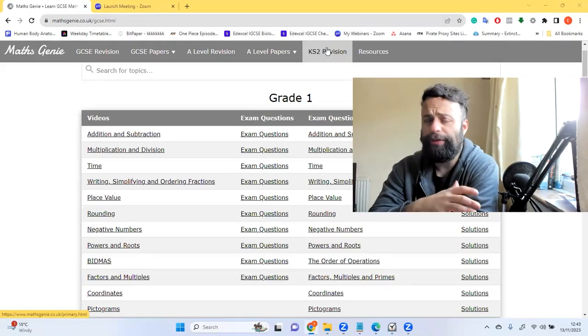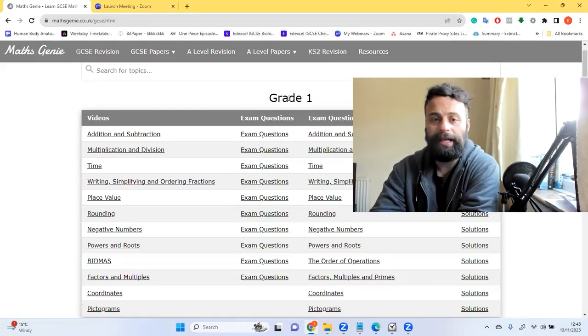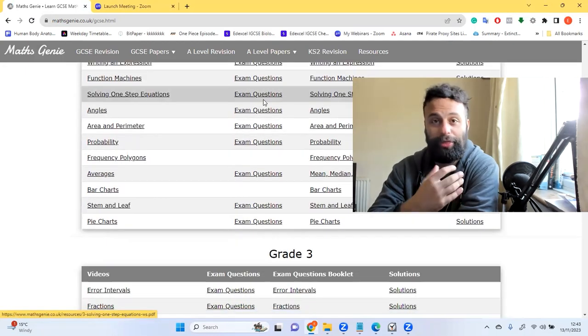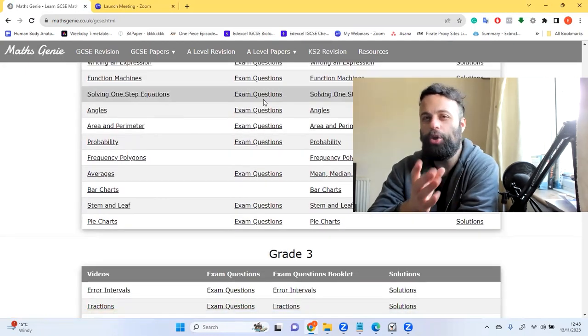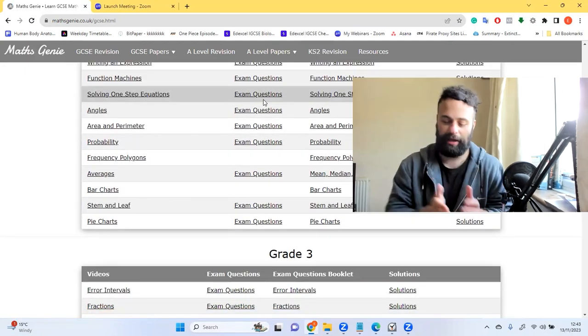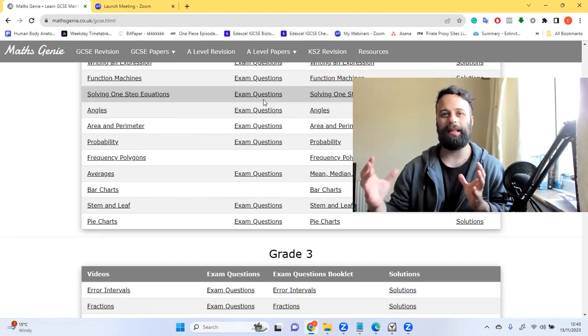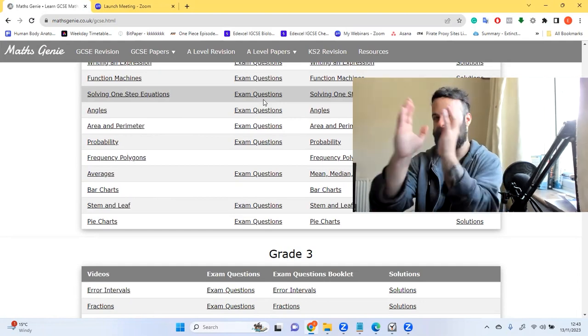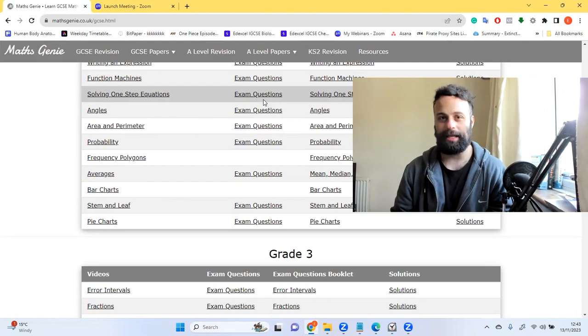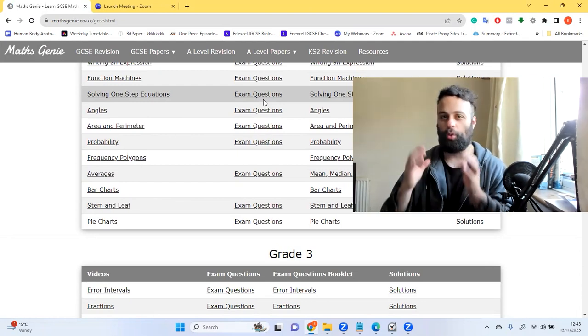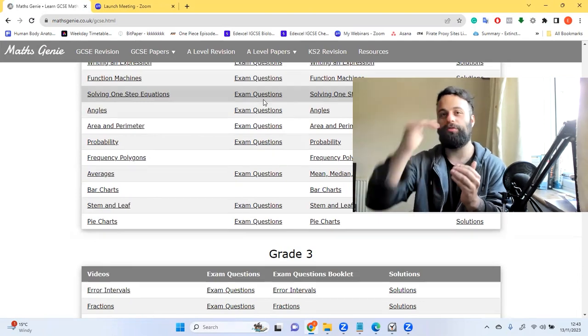The Key Stage 3 revision isn't here, but what you see is grade 1, grade 2, grade 3. And Key Stage 3 is usually grade 1 to grade 4. So it's kind of like they lumped it all together in the GCSE section. It's not split by exam boards. It's not split by Key Stage 3, GCSE, higher. It's all in one location, but it goes through grades.